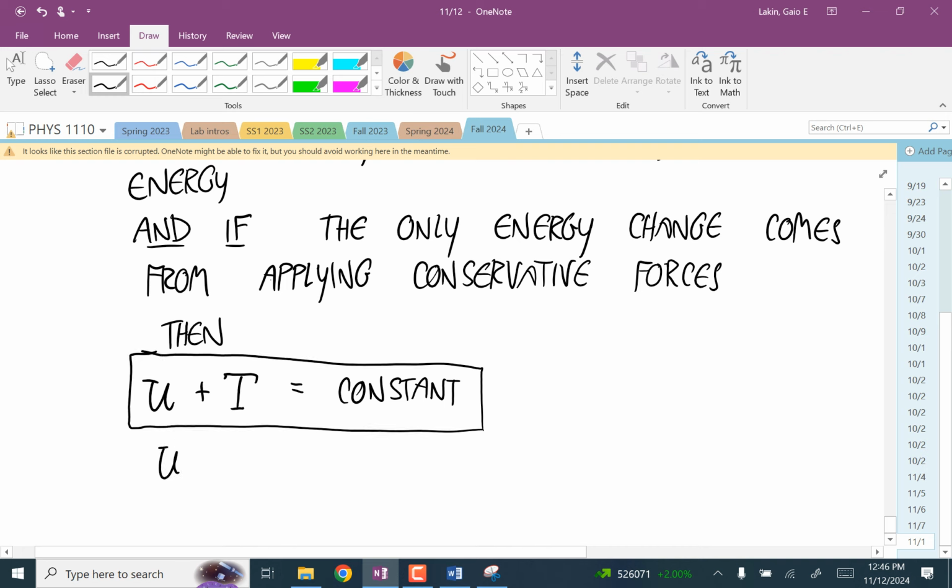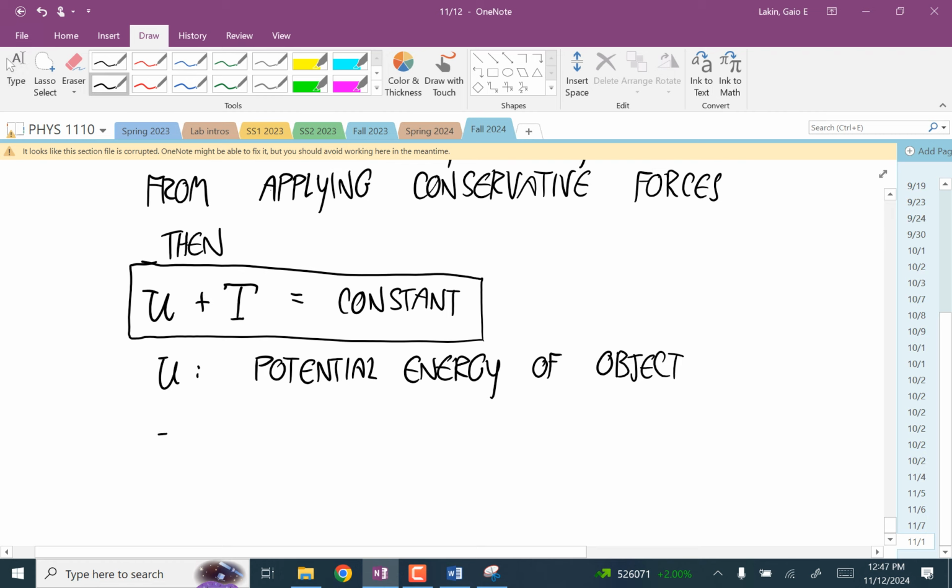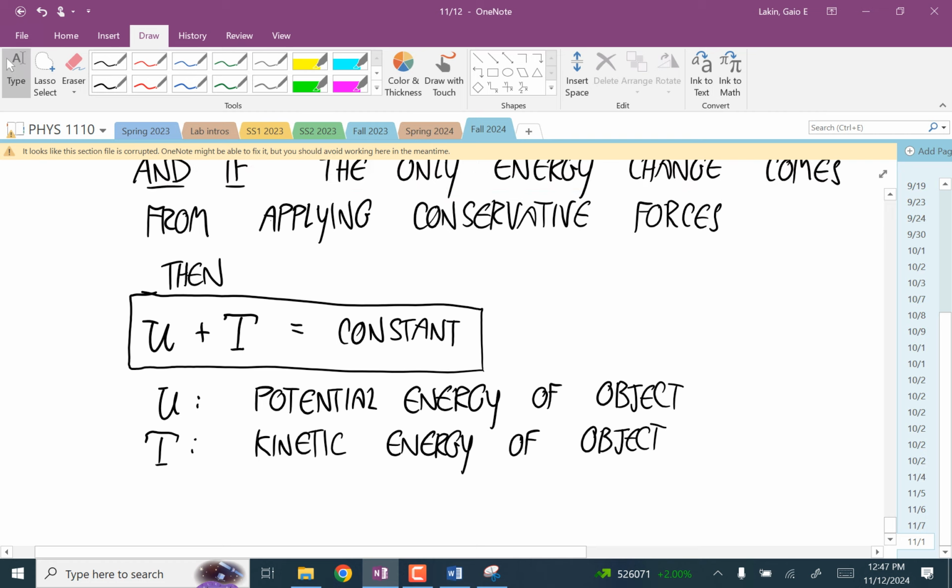the object's potential energy, U, plus its kinetic energy, T, is a constant. Okay, so U is the potential energy of the object. And T is the kinetic energy of the object. Okay, so it's pretty simple.